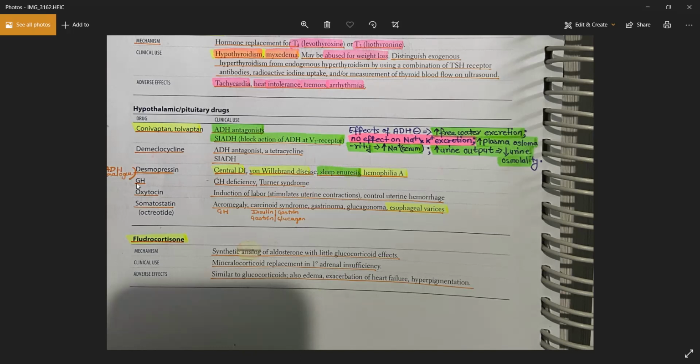Okay, then for the growth hormone, it is used for growth hormone deficiency and Turner syndrome. Why in Turner syndrome? Can you tell me? Turner has a short stature. Yeah, and can anyone remember the name of the gene which is responsible for the short stature in Turner syndrome? It is the SHOX. Okay, don't forget that.